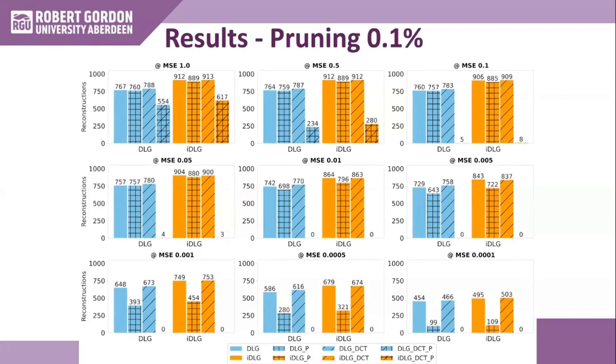Similarly, with pruning 0.1%, we can see very similar results, and when the MSE thresholds are gradually decreased, our method has performed very well and defended against gradient inversion attacks.